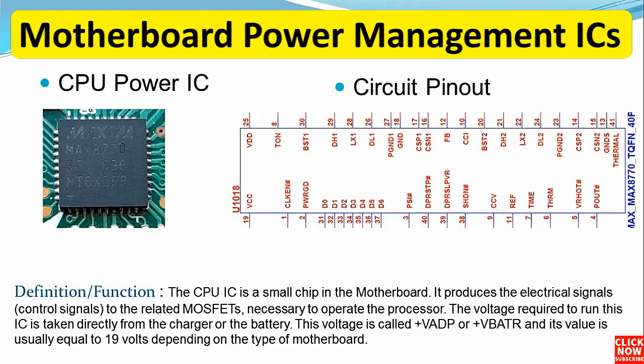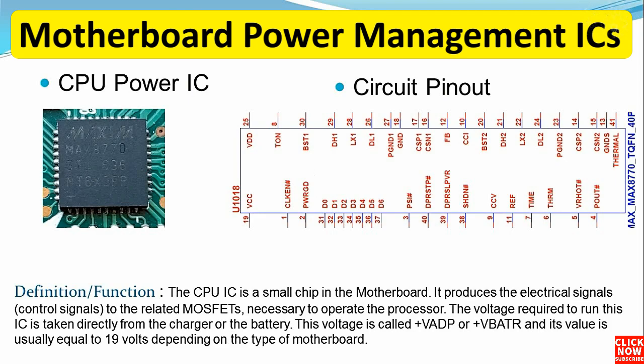So the third IC is the CPU power IC, or the central processing unit power IC. As you can see here, this is the shape of the CPU IC. Basically, this kind of IC is bigger than the charge IC and the 3 volt, 5 volt power management IC, because it is for the CPU. It has many pins. So here we have its circuit pinout, as you can see. This IC, of course, has IDs. Every processor has 8 IDs. Based on these IDs, the IC can identify the value of the VCC core for the CPU, okay?